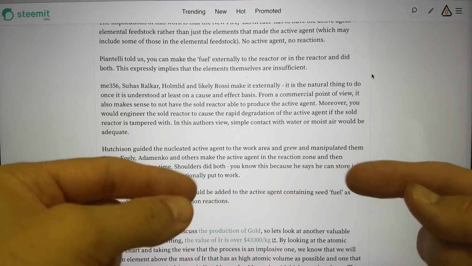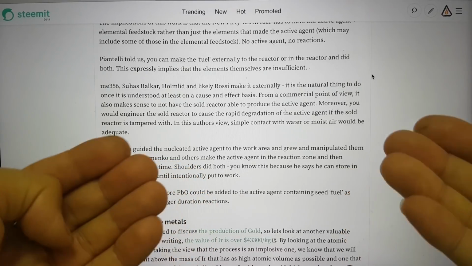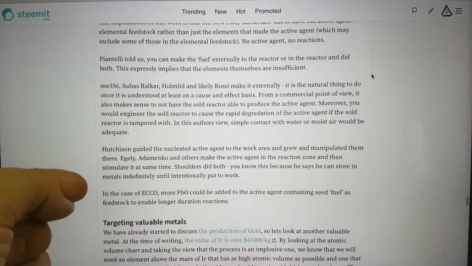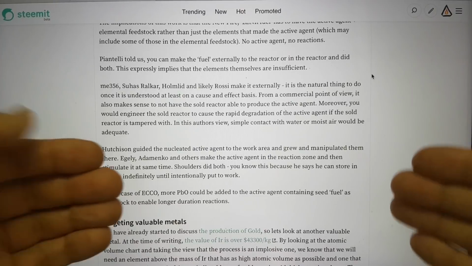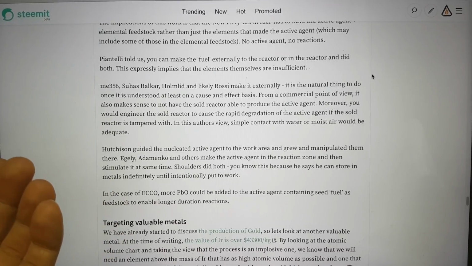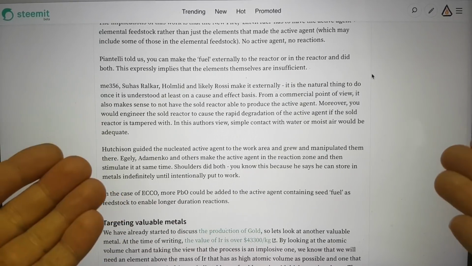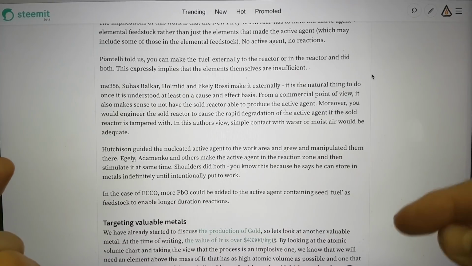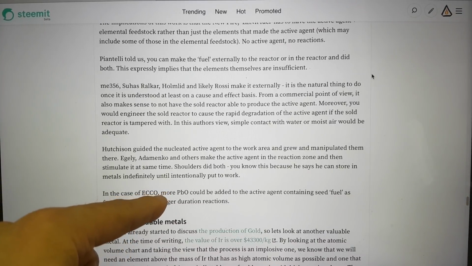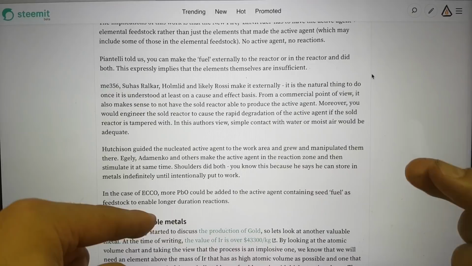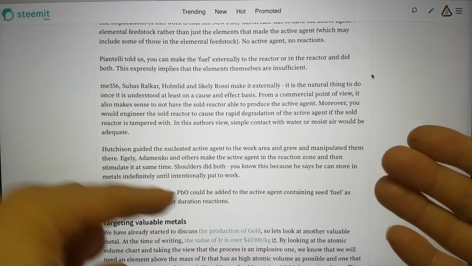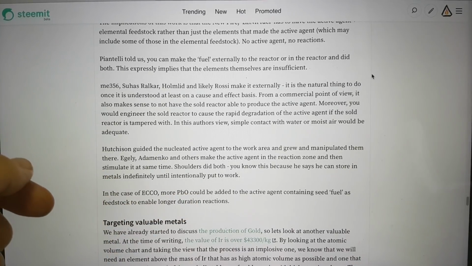Hutchison guided the nucleated active agent to the work area and grew and manipulated them there in metals or in the surrounding areas. Eagerly, Adamenko and others made the active agent in the reaction zone, and then they stimulated it at the same time. Shoulders did both, and you know this because he says he can store it in metals indefinitely until he intentionally puts it to work. In the case of Echo, when you have the seed fuel that has the active agent in it, I think you could add more lead oxide, and then you could use the lead oxide as a feedstock to enable longer duration reactions.